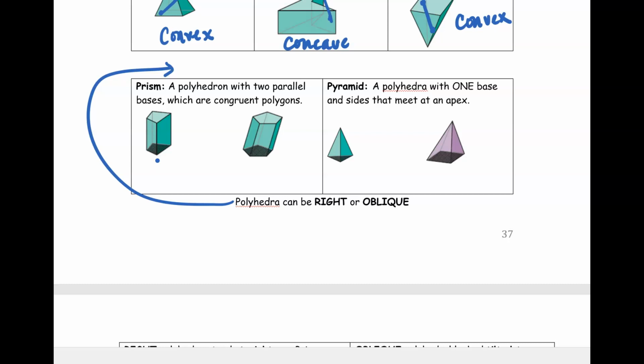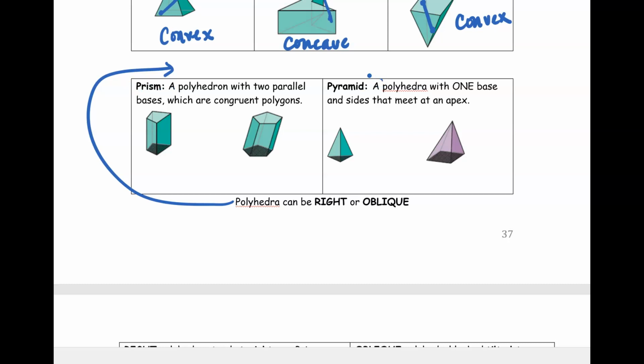Oh, you know what? I'm wrong. Take that back. This isn't necessarily for the top here, but polyhedra can be right or oblique. It does apply. Let's back up for a minute. I should talk about prism versus pyramid first. Sorry about that. I got ahead of myself.